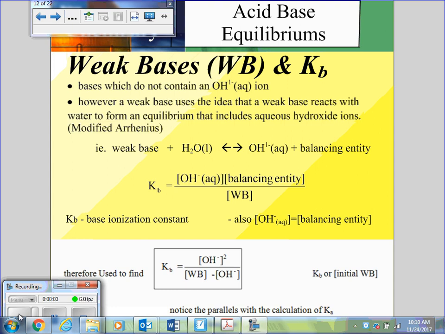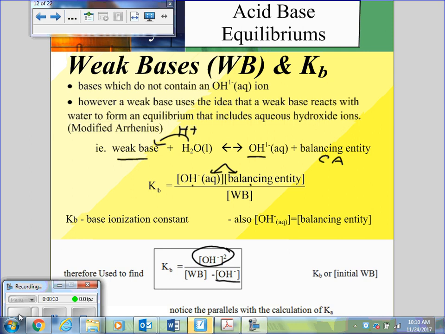So when we have a weak base reacting with water, we know that it's going to steal an H plus and produce hydroxide, and then a conjugate acid or a balancing entity. So it doesn't matter what that conjugate acid is, because those are both going to be always on a 1-to-1 ratio. So we can simplify it, and rather than have OH times the conjugate acid, just call it OH squared, divided by weak base minus the change in concentration.